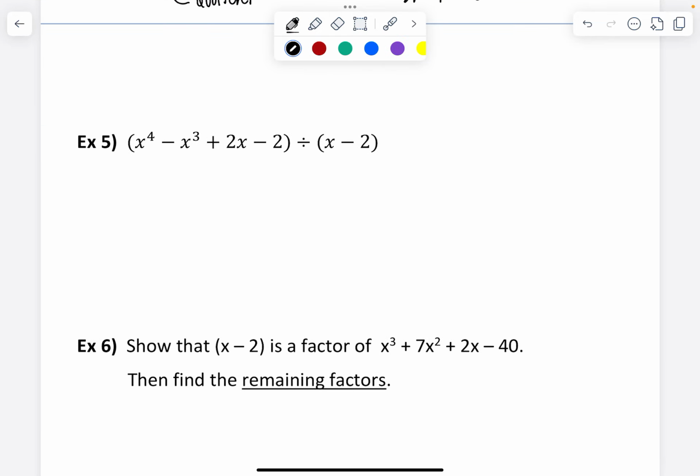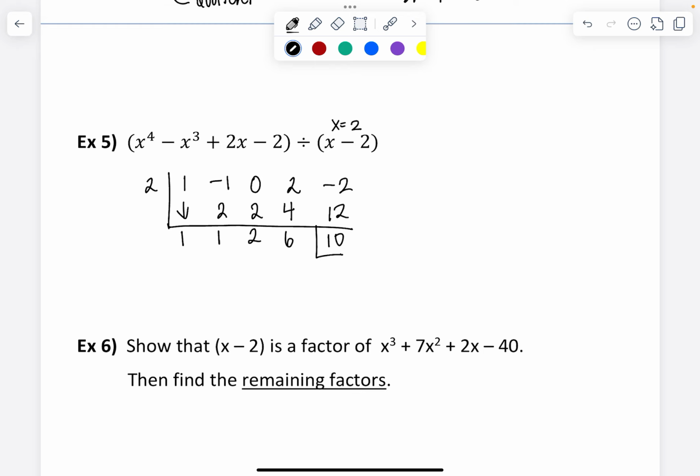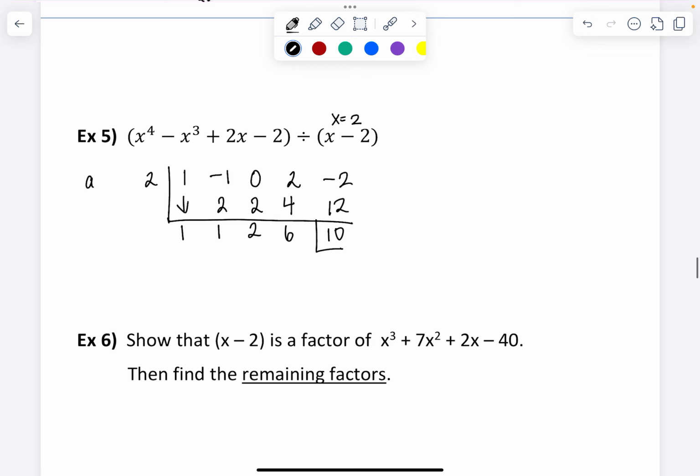Example 5, starting with part A, we're just going to do the division. And so the root of the divisor is 2. And then the coefficients are 1, -1, missing the x squared term, and then our x term, and then our constant. Bring down the 1. 1 times 2 is 2. Add, you get 1. 1 times 2 is 2. Add, you get 2. 2 times 2 is 4. Add, you get 6. 6 times 2 is 12. Add, you get 10.